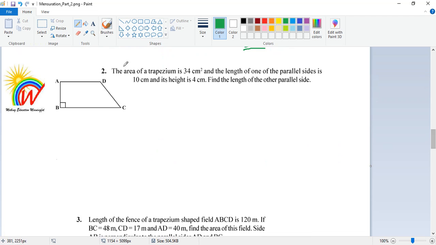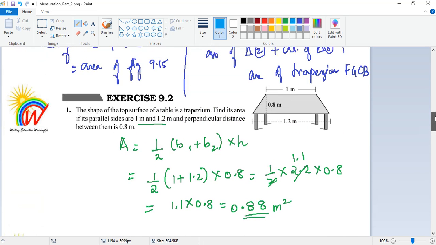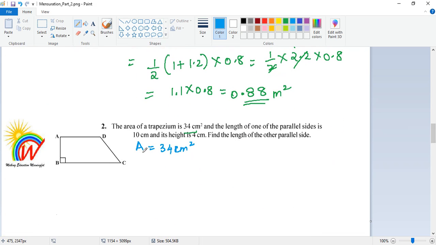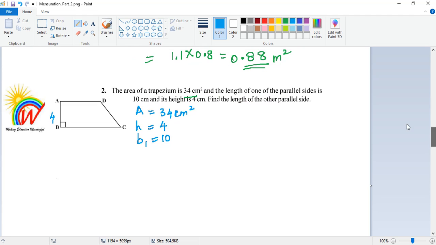The area of a trapezium is 34 meters square. So here the area is already given. Area is equal to 34 centimeters square, and the length of one of the parallel side is 10 centimeter, and its height is 4. So the height is 4. They are given. H is 4. The other one of the side, let's say B1 is 10. We don't know which one, upper one or lower one. It doesn't matter. Find the length of other parallel side. So they are asking us to find the B2.